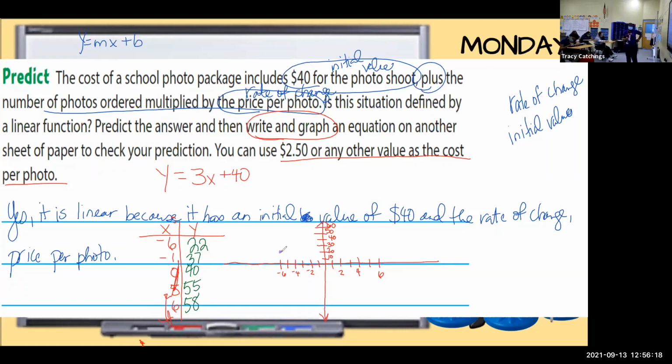All right, the next one was negative 1 at 37. Close to 40, but not at 40. 0 at 40. 5 at 55, in between 50 and 60. And then we got 6 at 58, close to 60, but not quite there. Then afterwards, connect the points.